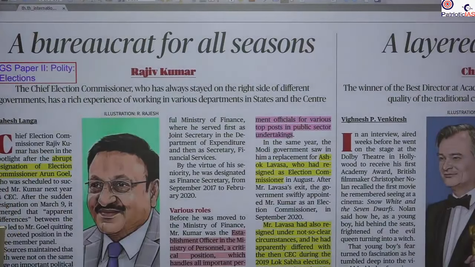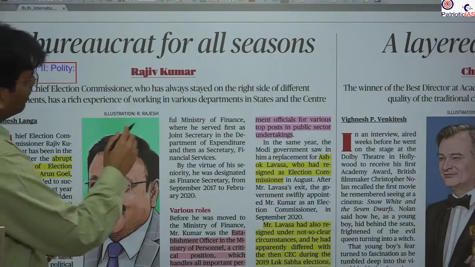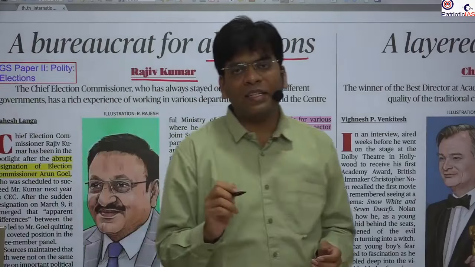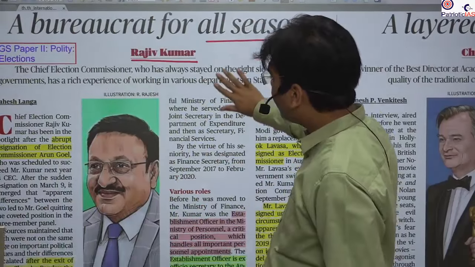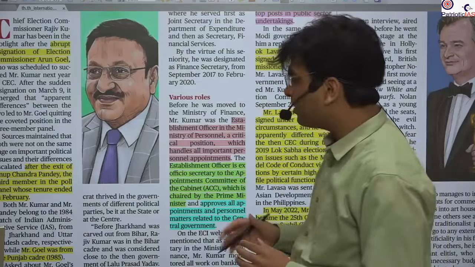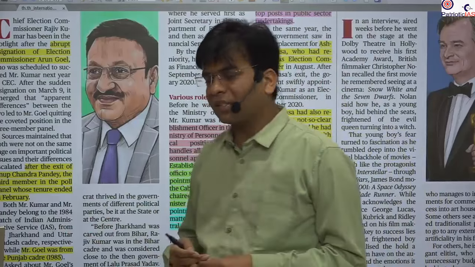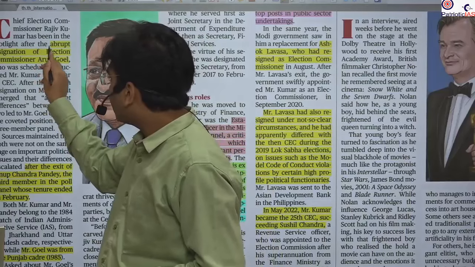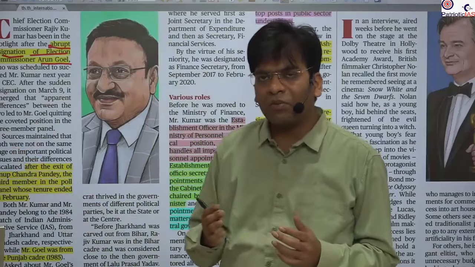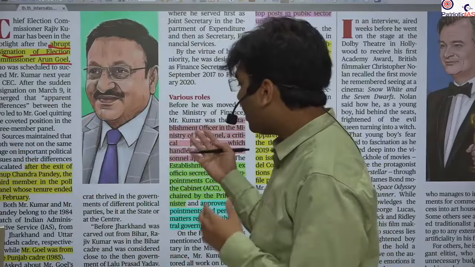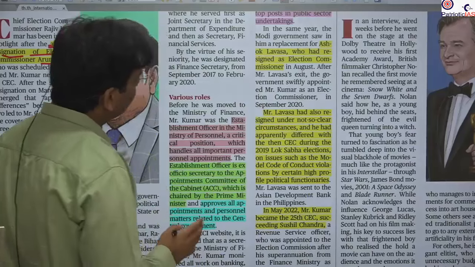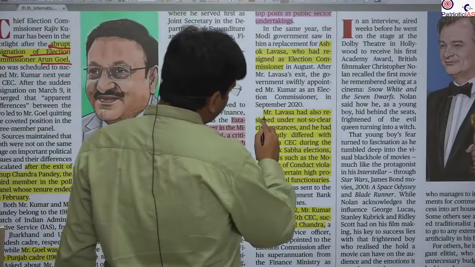The next important news that we are going to take is a bureaucrat for all seasons. It is talking about our Chief Election Commissioner Rajiv Kumar, and here it is given that he has been a favorite for all the parties. Recently we saw that there have been many resignations from the members of the Election Commission. For example, recently we saw the abrupt resignation of Election Commissioner Arun Goyal, and it is considered that he was not comfortable on many grounds with Rajiv Kumar.